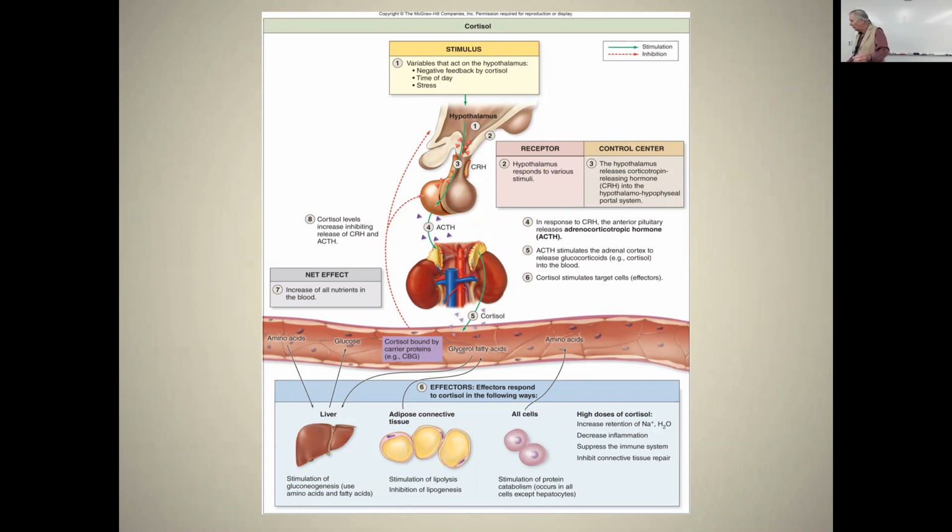It reduces inflammation, suppresses the immune system, and inhibits connective tissue repair. So then you get a net effective increase of nutrients in the blood, and after you've dealt with this stress, the cortisol feeds back, just like the other ones, upon the hypothalamus to turn off CRH, and upon the anterior pituitary to turn off ACTH. So negative feedback again.